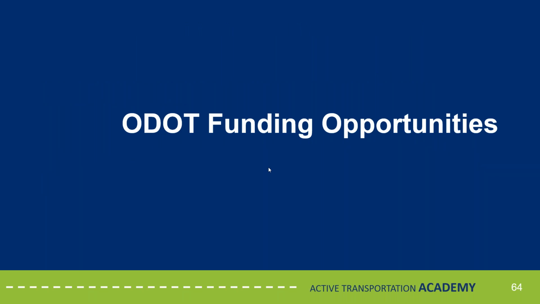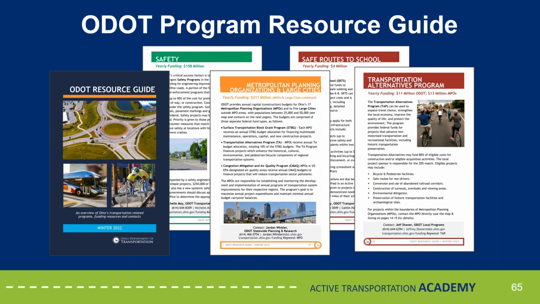And then just a final reminder about ODOT funding opportunities in general. There's a variety of programs that can provide bicycle and pedestrian related funding. The best resource to look to for this information is our program resource guide. This is really ODOT's comprehensive resource for understanding all of the different funding programs that are available to local communities, whether that's through our highway safety program, if you're a community that's within a metropolitan planning area, funding flows through your MPO, Safe Routes to School, of course, and for areas outside of MPO areas, our ODOT Transportation Alternatives Program, just to name a few.